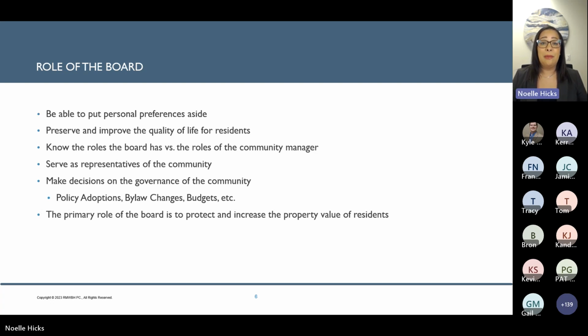The board's also going to make decisions on governance of the community. So it would adopt certain policies when it sees things come up where a policy or certain rules and regulations are necessary. Or if it finds things in the bylaws that might need to be changed, the board has the authority to change those bylaws without any membership input.